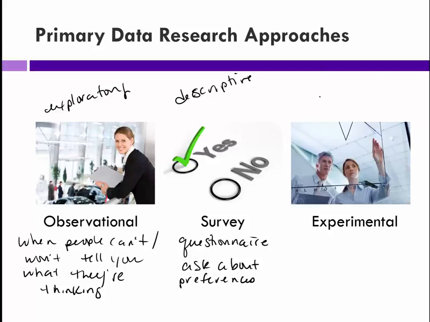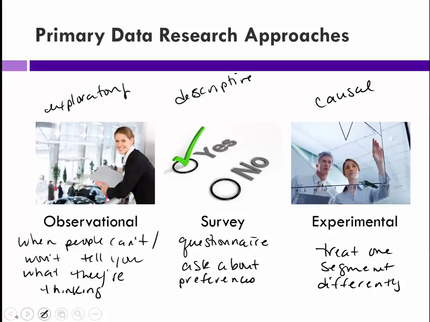And then experimental research is generally associated with cause and effect. A lot of times what I do is treat one segment differently and see what happens. So I have a test group or one region, and I do something different. I change the price, or the flavor, or the packaging or the ads or something like that, and see what happens to that group. So that's the cause and effect one.